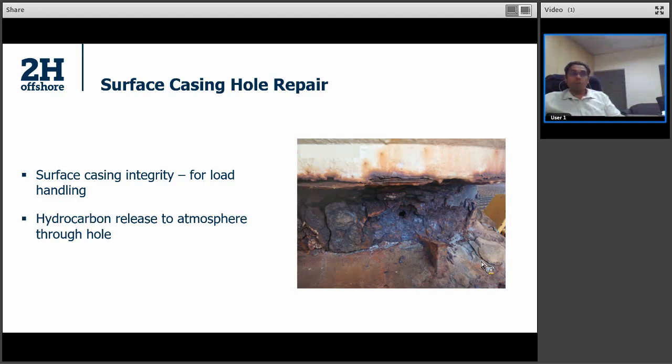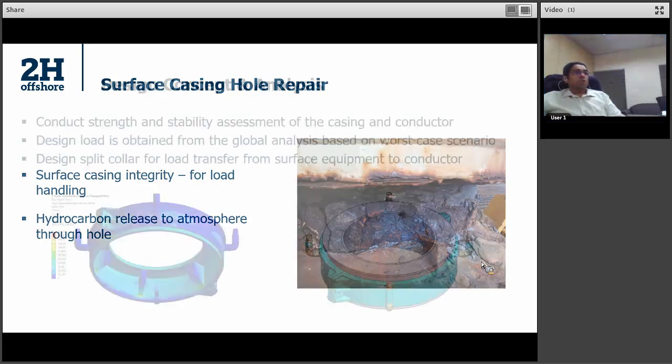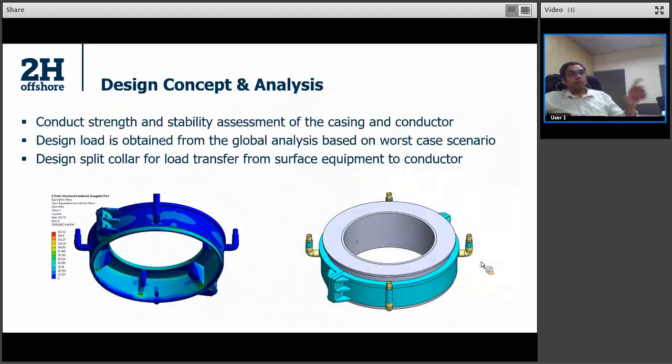So we looked at transferring the wellhead and the well loads over to the adjacent conductor. Upon completing the strength and stability assessment of this scenario, we established that transferring the load to the environmental conductor is a viable mechanism of extending the service life. At the same time, we had to provide a certain amount of environmental pressure protection to avoid any further hydrocarbon release. So we came up with a split collar design that provides load transfer of the wellhead and the well loads back onto the conductor.